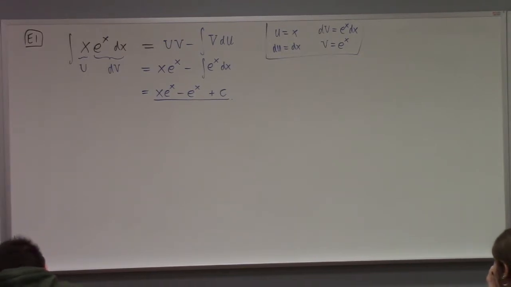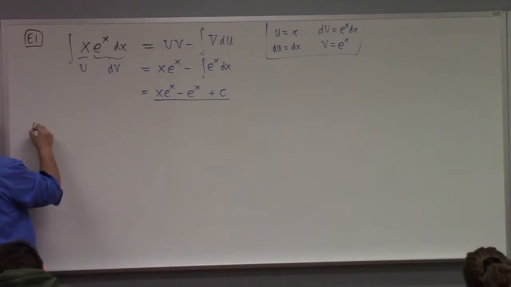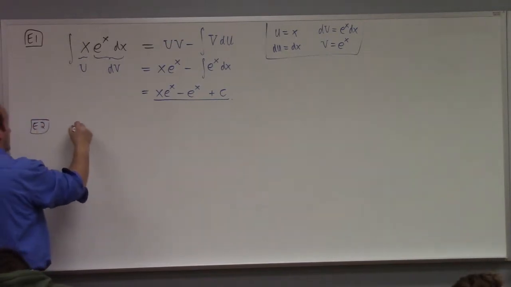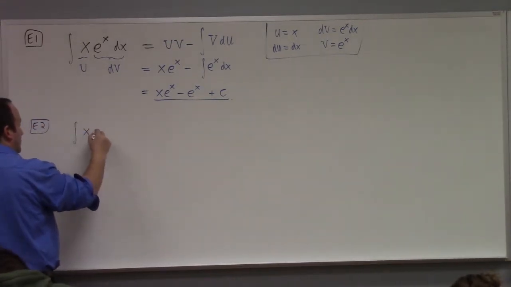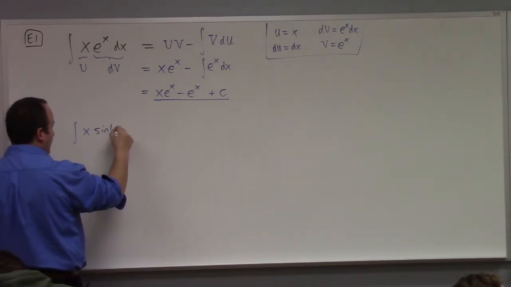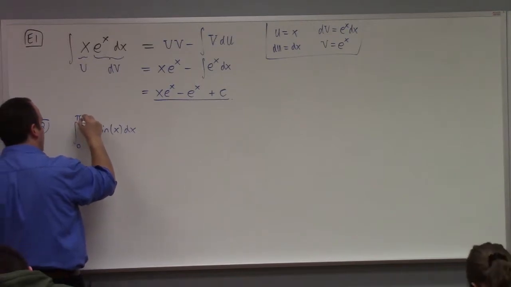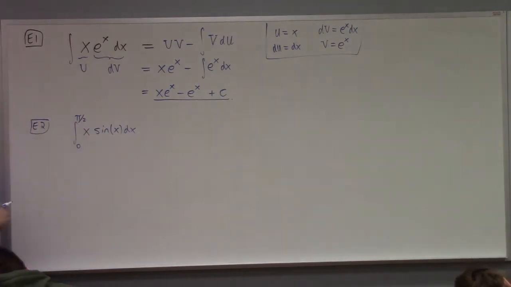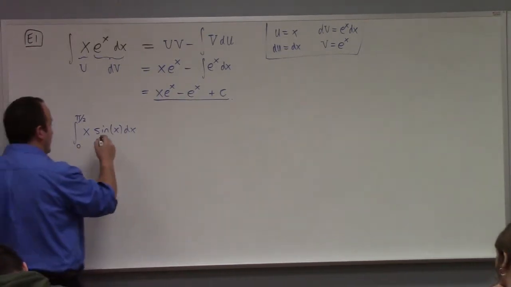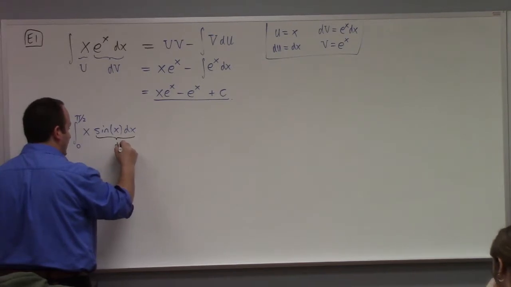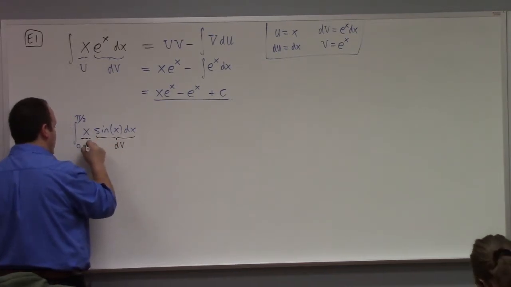Let's do another. Integral of x sine of x dx, let's say from 0 to pi over 2. Again, the first order of business is to identify what's the dv and what's the u. In this one, I'm going to let dv be sine of x dx, and I'm going to let u be x.